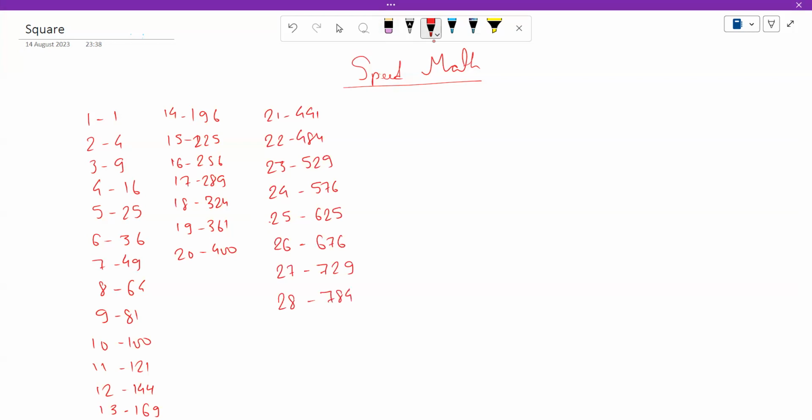Look at the last two digits. It will follow the same pattern. If I tell you to find the square of 29, it is 4 more than 25. We'll go 4 less than 25, that is 21, 441. So it will be your 841. And 30 square is 900. Okay, now we have calculated squares up to 30.